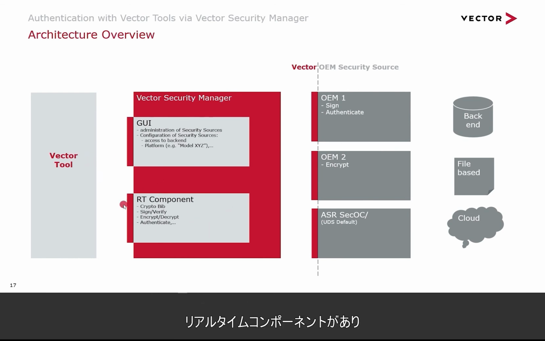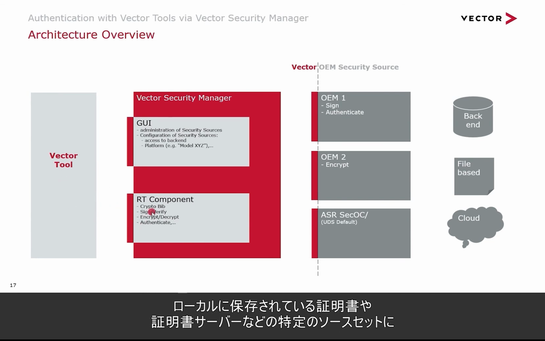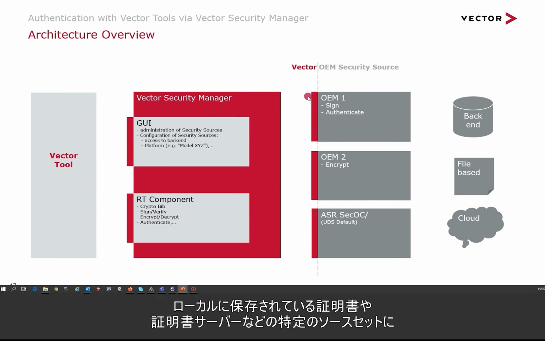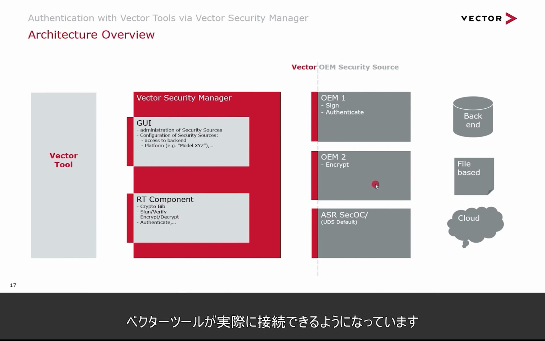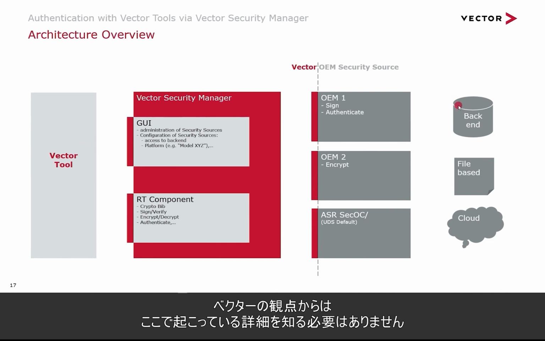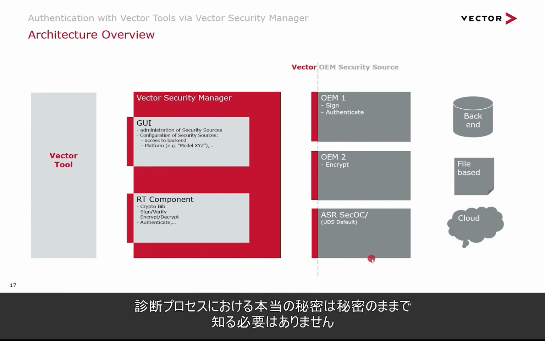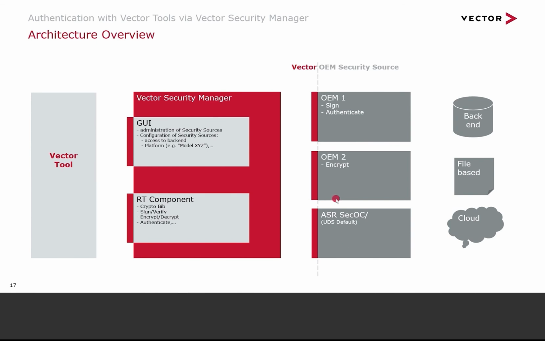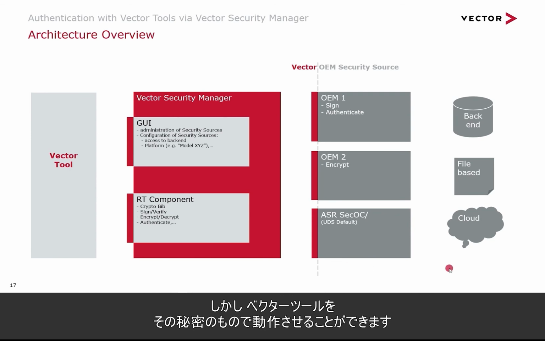And then there's a real-time component which allows the Vector Tools to actually connect to a specific source set of certificates that are stored locally, or to a certificate server or whatever. There's just then a defined interface, and that's all we need to know. The security manager lets us say, well, for a specific Vector Tool, this is how it can connect. We do not need to know any of the details of what's happening here at all from the Vector perspective. So the real secrets in the diagnostic process can really stay secret. We don't need to know them, but we can make our tools work with those secret things.